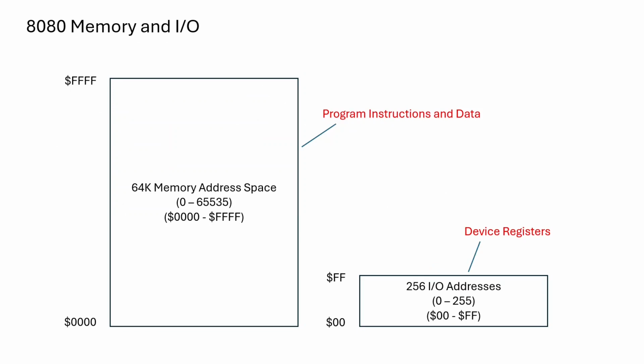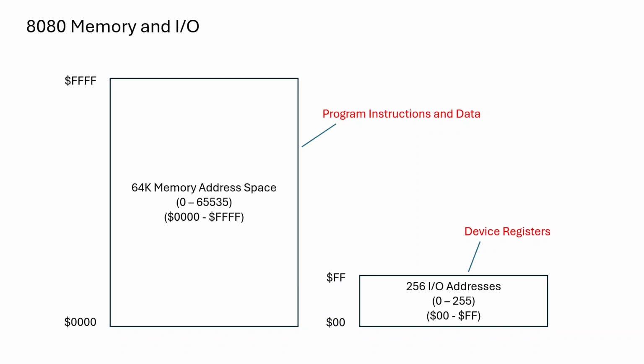A quick review of the 8080 memory and I/O map. The 8080 provides a 64 kilobyte memory space with addresses from 0000 to FFFF, which is the equivalent of 0 to 65535 bytes. And one of the nice things about the 8080 is that it provides a separate and independent I/O address space from 00 to FF. So you get 256 I/O addresses. This is really useful for keeping devices out of the memory space so that you can have 64 kilobytes of RAM and then up to 256 I/O addresses.